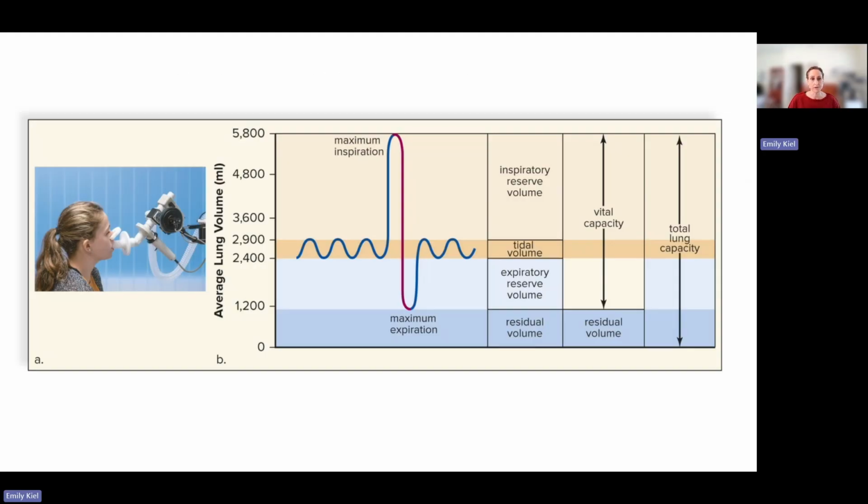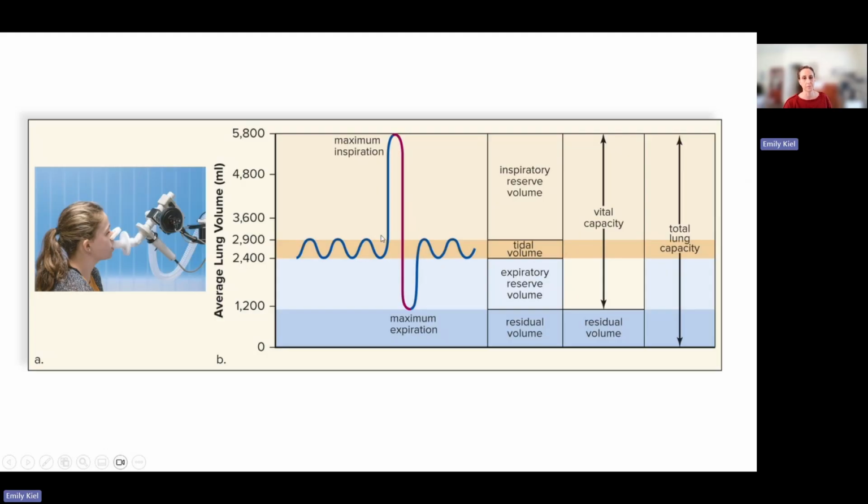So here is a graph of the spirometer. You can see the nose is closed. We're measuring all the air going in and all the air going out of this individual. So here we've got just up and down. This is normal breathing. This is our tidal volume.